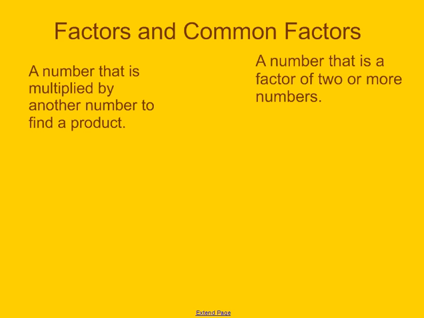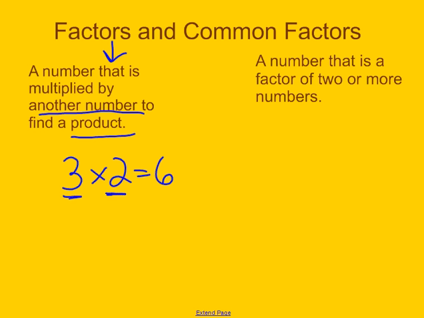A factor is a number that is multiplied by another number to find a product. For example, 3 times 2 equals 6. So 2 and 3 are both factors of 6. Now, a common factor is a number that is a factor of two or more numbers.